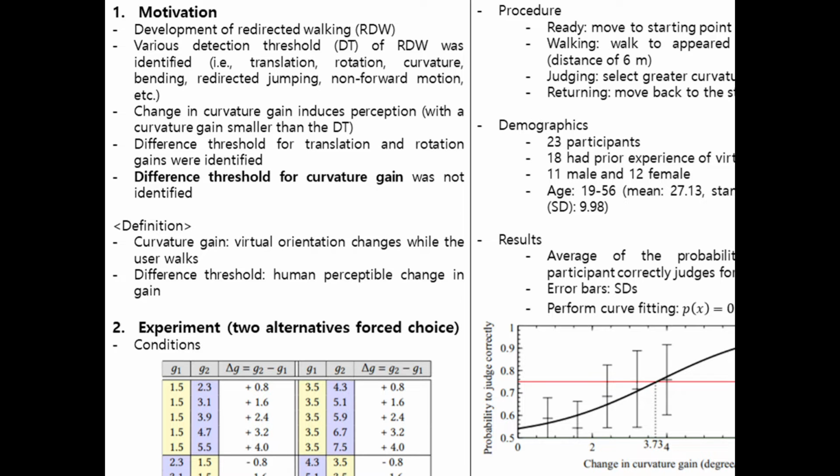Before going into details, first let's define two terms. Curvature gain, covered in this paper, means virtual orientation change while the user walks, and the difference threshold means the human-perceptible change in gain, respectively.